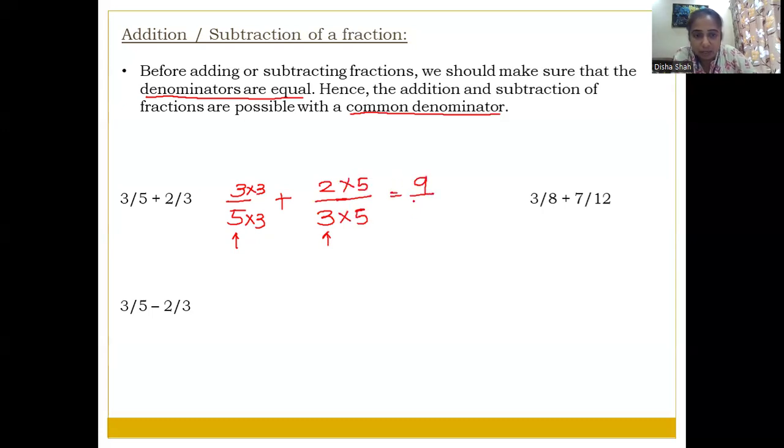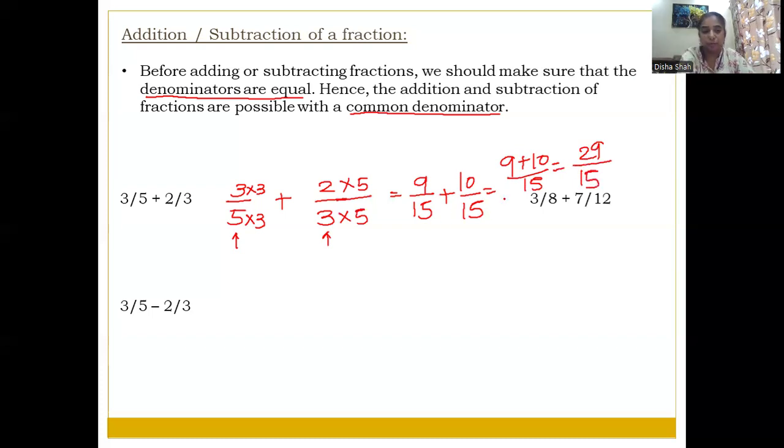So this is nothing but 9 by 15 plus 10 by 15. That is equal to 9 plus 10 by 15. That is equal to 29 by 15. Denominator add नहीं होता है, सिर्फ numerator add करना. Okay. We'll see the next question.